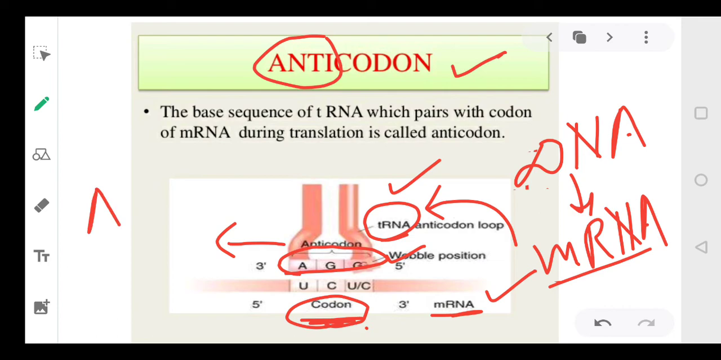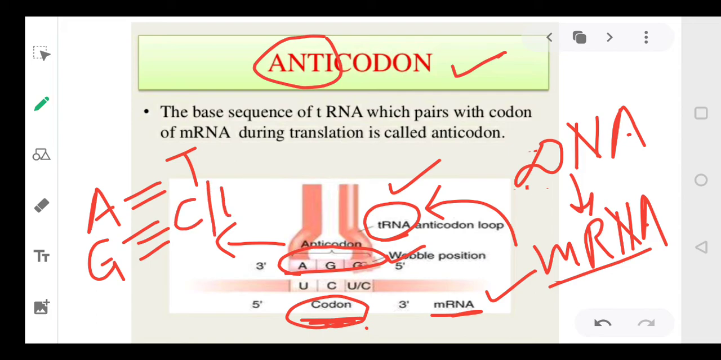We know, dear students, that A will always connect with T, that means adenine will always show connection with thymine. G will always connect with C. So U is here, you will have A here, C is here, G will be here. So anticodon is always present on tRNA. So tRNA अपना एंटीकोडोन बनाता है जो कि कोडोन के कॉम्प्लीमेंट्री होता है, जो उस इंफॉर्मेशन को रीड करता है जो mRNA के पास है. क्लियर है? I hope you understood.